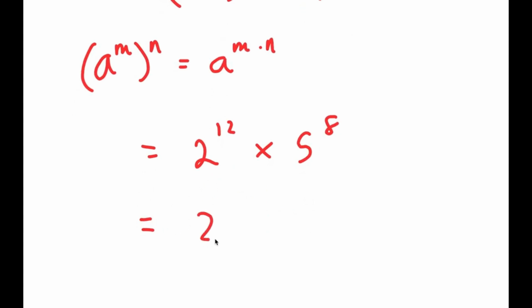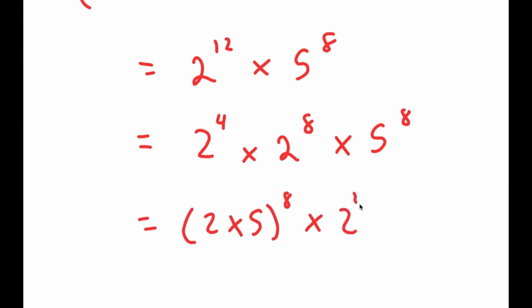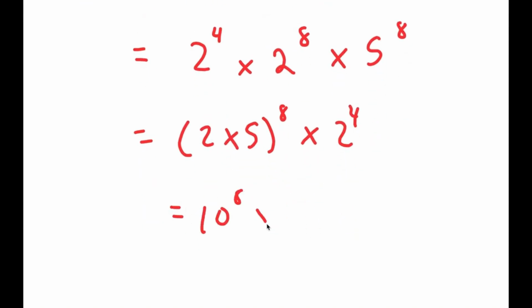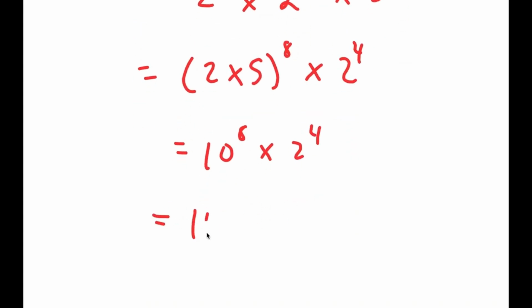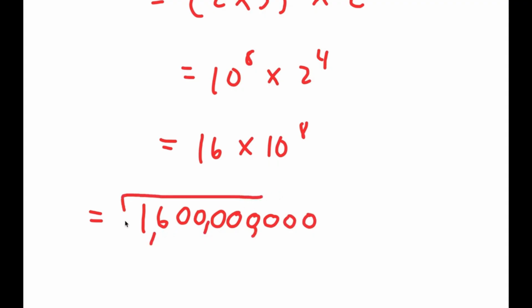And 2 to the power of 12 is the same thing as 2 to the power of 4 times 2 to the power of 8. Now I have this times 5 to the power of 8. And now because these two have the same exponents, I can multiply those two. So I get 2 times 5 to the power of 8 times 2 to the power of 4, which is equal to 10 to the power of 8 times 2 to the power of 4, which is equal to 16 times 10 to the power of 8, which is equal to 16 with 8 zeros. So my answer is 1,600,000,000.